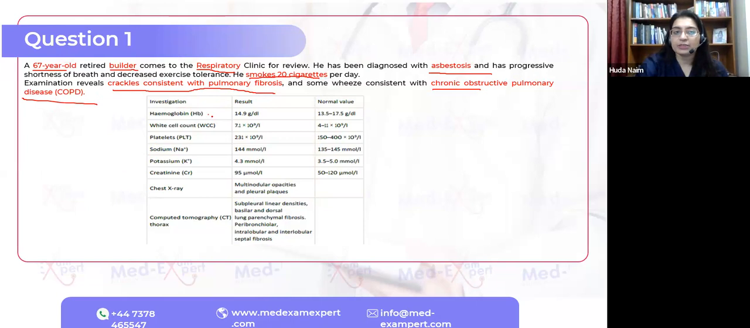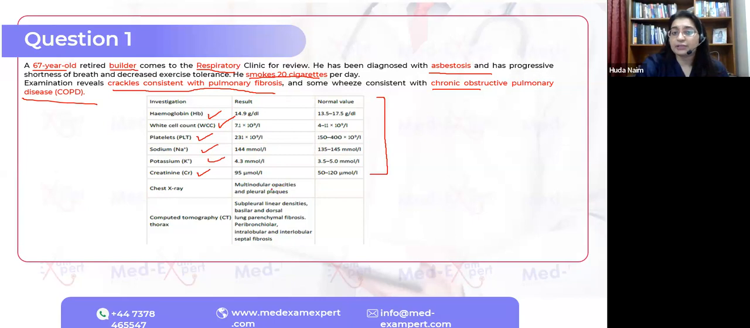So the hemoglobin is fine. The white cell count is normal. The platelets are normal. The sodium is normal. Potassium is fine. The creatinine is fine. So once you start solving the question, you don't really need to go through this information again. You know that all of these lab parameters are normal. Now you come on to your next part, the x-ray.